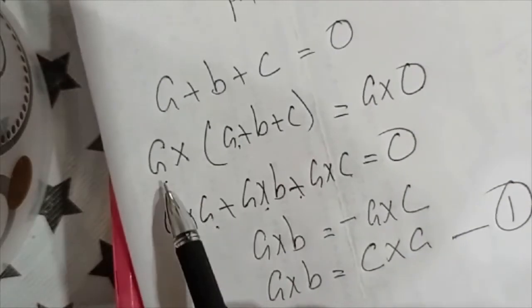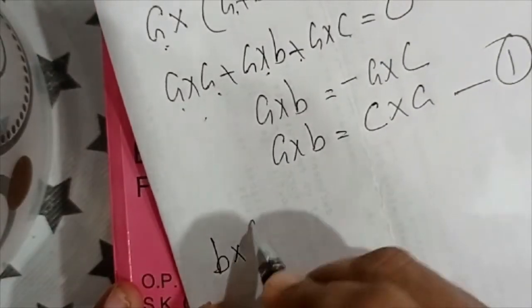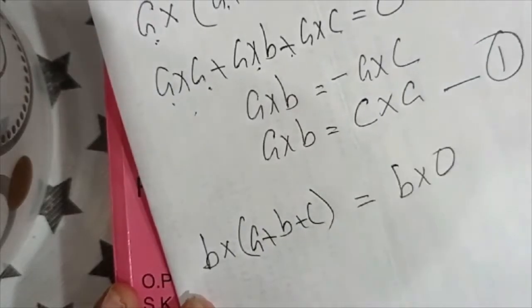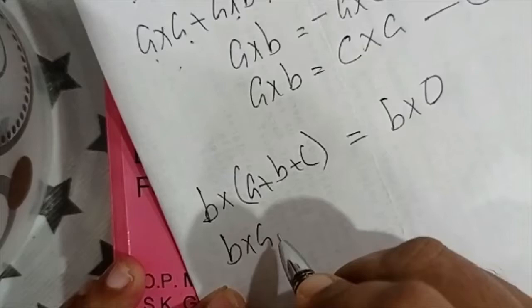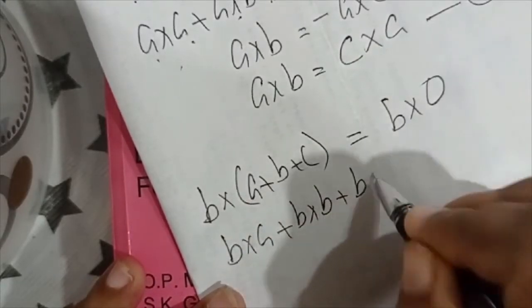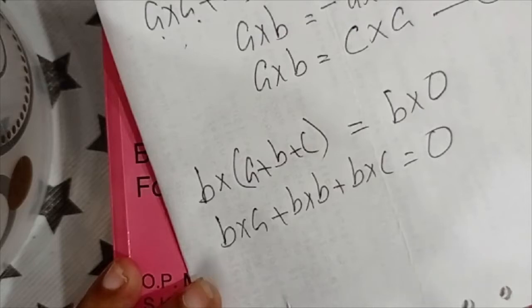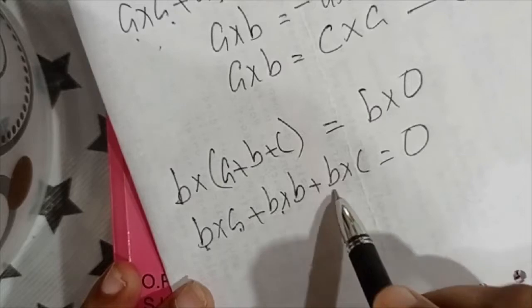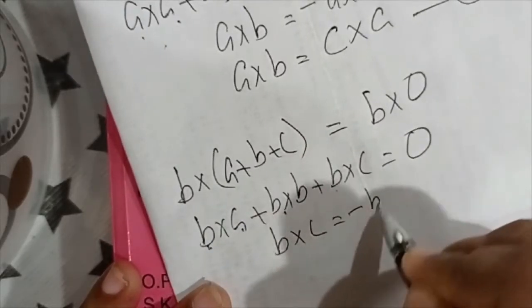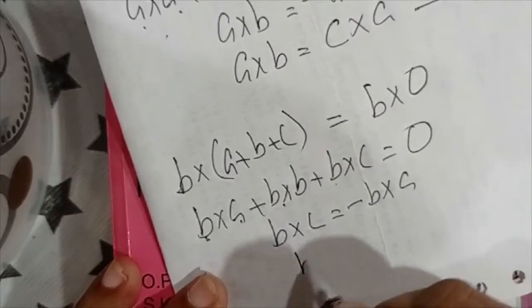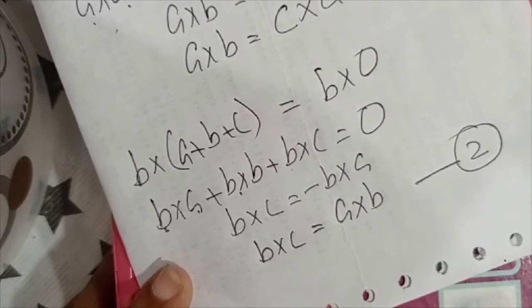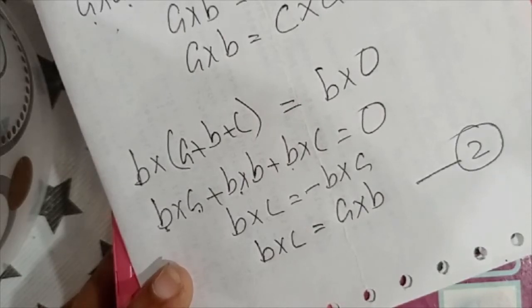The second step is taking cross product with b. B cross (a plus b plus c) equal to b cross 0. Same procedure: b cross a plus b cross b plus b cross c equal to 0. This is not in the correct form; the correct form is a cross b. Therefore, b cross b is 0, and b cross c is equal to minus b cross a, that is, b cross c is equal to a cross b. Put equation 2.